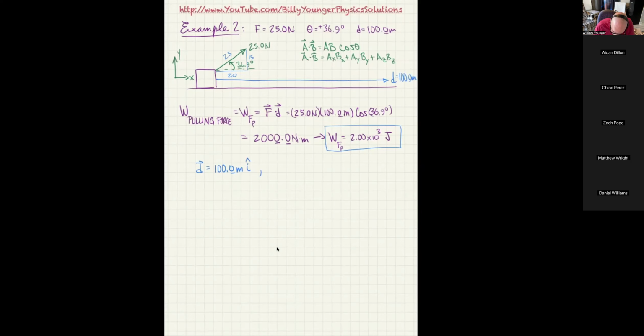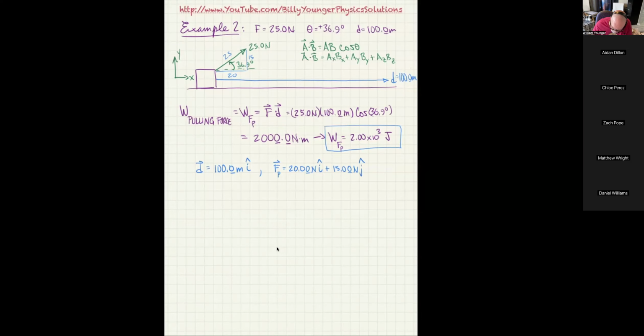Now we could also say the pulling vector, which is f, let's just call it f or f sub p. In that case, we already saw that it has a 20 newton x component, so it's going to be 20.00 newtons, and that points in the positive i hat direction, plus we have a 15 newton y component, so that's going to be 15.00 newtons in the j hat direction.